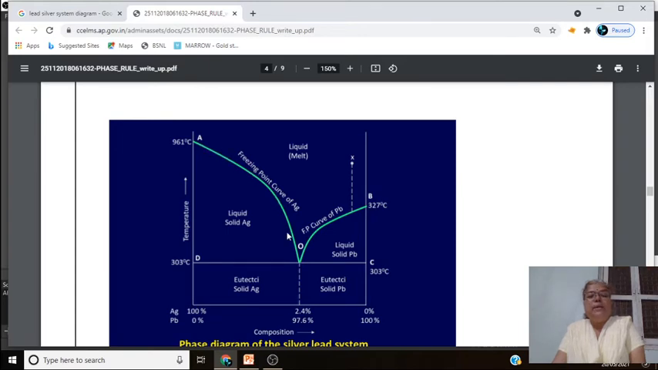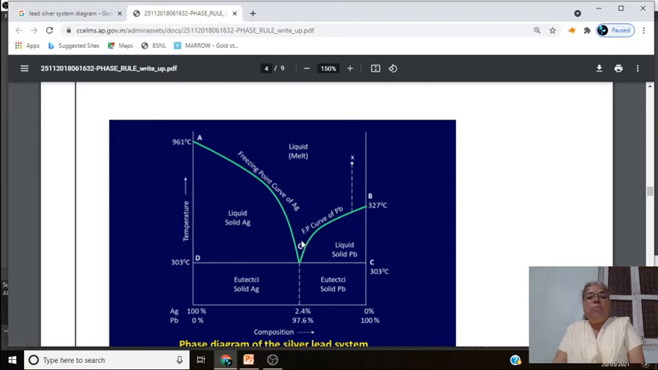As you already know, the melting point of silver decreases along the curve AO due to successive addition of lead into silver. Here the percentage of lead goes on increasing. And along the curve BO, the melting point of pure lead goes on decreasing due to the successive addition of silver into the pure lead.